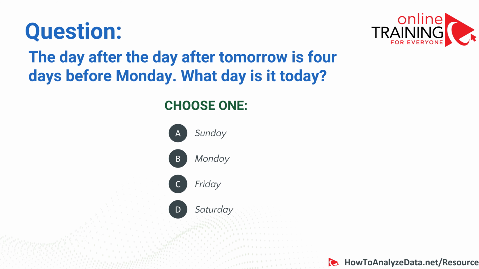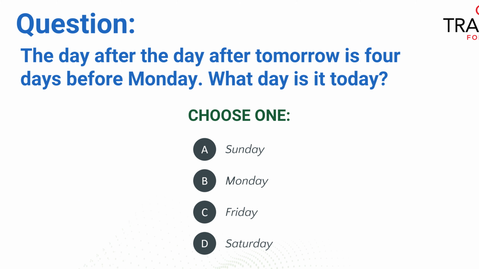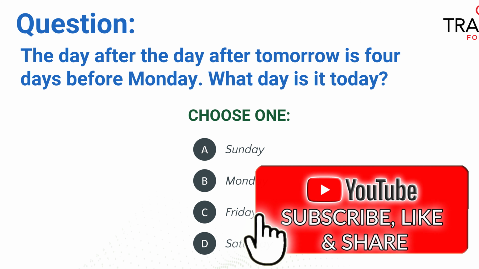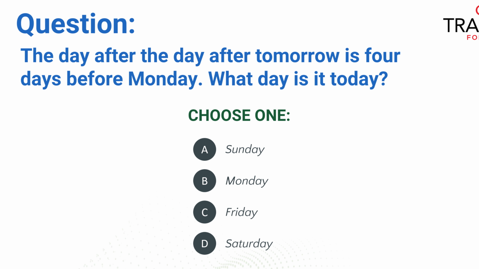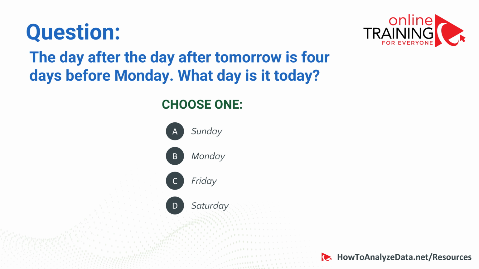Again, most of the time you have to use the reverse method to get to the right answer. And the reverse method tells us that 4 days before Monday is Thursday, and the day before Thursday is Wednesday. If the day after tomorrow is Wednesday, tomorrow is Tuesday, so today is Monday. So the correct answer is B, Monday. Hopefully you've got this one right.